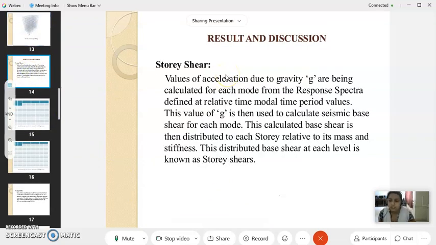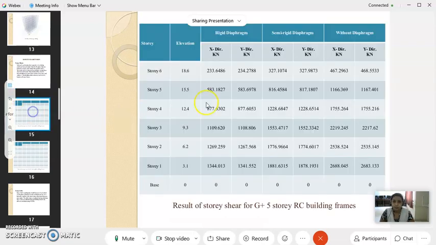Next, result and discussion. Story shear. It is the maximum lateral force that will occur due to the seismic ground motion at the base of the story of the structure. This is the result of story shear for the G plus 5 story RC building frame. For rigid diaphragm at story 1, 1344 kilonewton, and at story 6, 233 kilonewton.